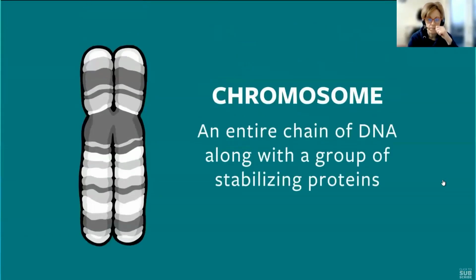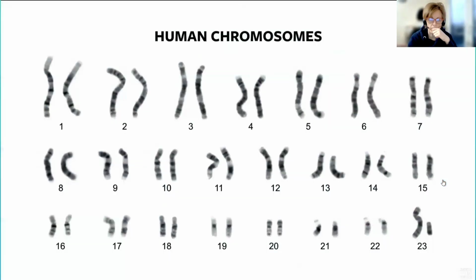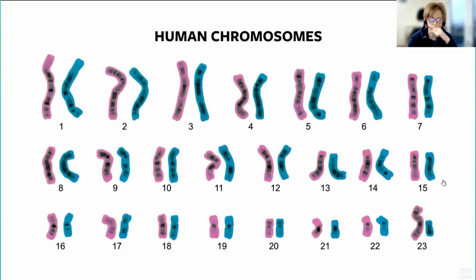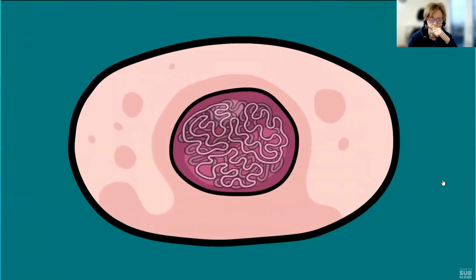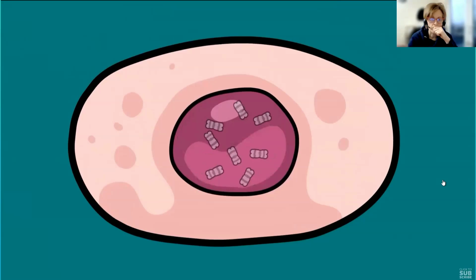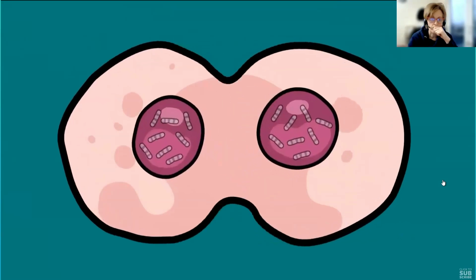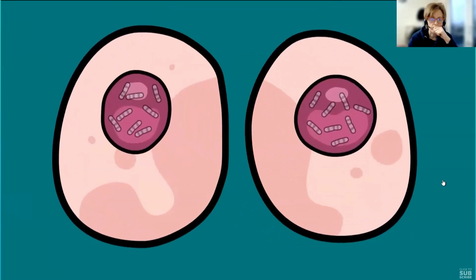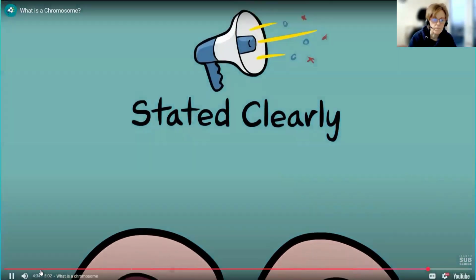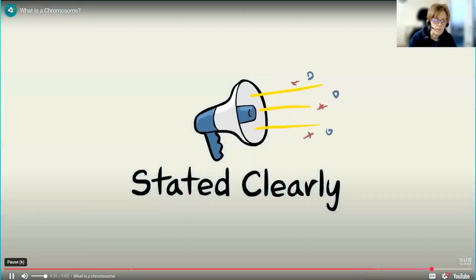A chromosome is an entire chain of DNA along with a group of stabilizing proteins. Humans typically have 23 pairs of chromosomes in each of their cells. That's 46 altogether. In your body, one member of each pair came from your father, the other from your mother. For most of a cell's life, chromosomes exist in a loose, noodle-like structure. Chromosomes are copied and then condensed like spools of yarn for durability when a cell prepares to reproduce by splitting in two. I'm John Perry, and that is a chromosome stated clearly.